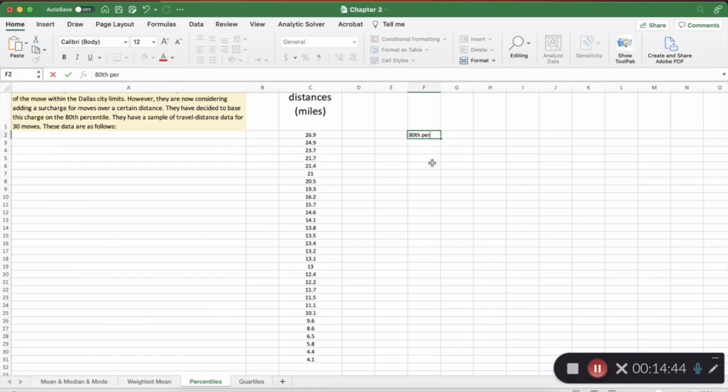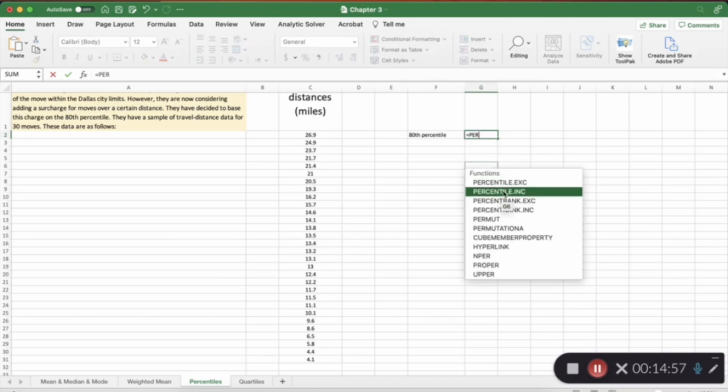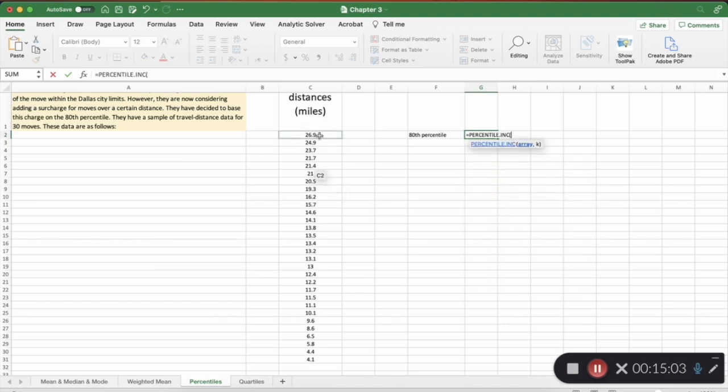So to find this, we're going to use a formula in Excel called percentile. First of all, we have to write equals percentile. I'm going to use percentile.inc, inclusive. Then I'm going to select the data. You have to select the data one by one, or you can use Command Shift down arrow together. Comma K. What is K? It is the 80th percentile, 0.8.